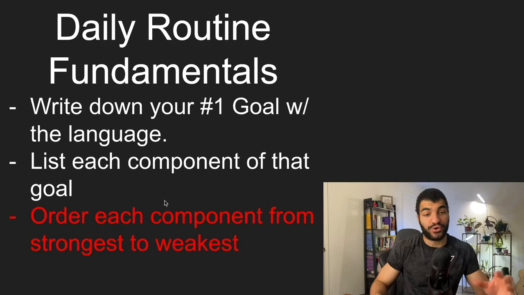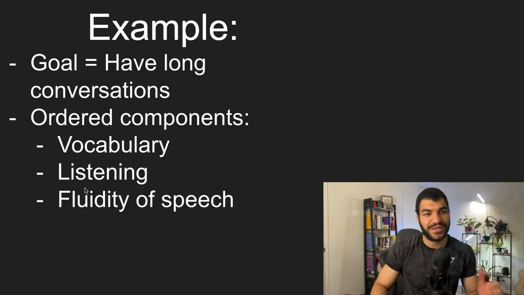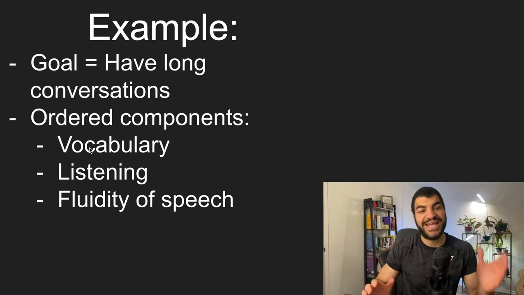And then you're going to want to order each component based on how good you currently are at that component. This might sound a little bit confusing. Let me give you an example. So let's just say your goal is to have long conversations in your target language. So the components that I'm including and that I'm ordering is vocabulary. So let's just say this is number one, right? So your weakest aspect of the language currently as it relates to your goals is vocabulary.